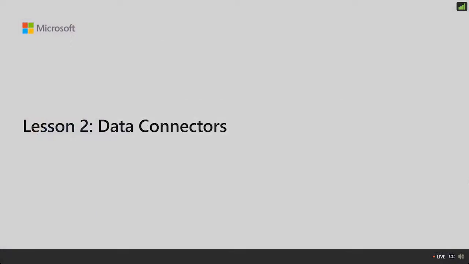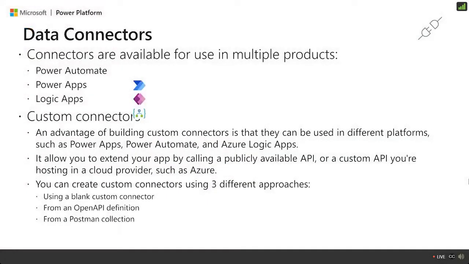So now let's dive into what you can do with custom connectors. Connectors are available for use in multiple products. Well, they're native to Power Automate and Power Apps, but you can also use the same connectors in Logic Apps. And then when you don't find what you need in the list of 450 and more connectors currently available out of the box, you can create a custom connector. It has the advantage that your custom connectors can be used in different platforms such as Power Apps, Power Automate, or Azure Logic Apps.